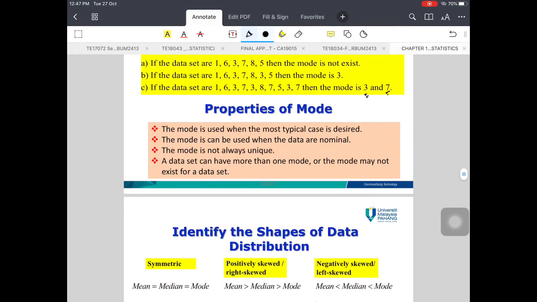Okay, and then for mode, one of the properties that we need to consider here is that the mode can be used when the data are nominal.